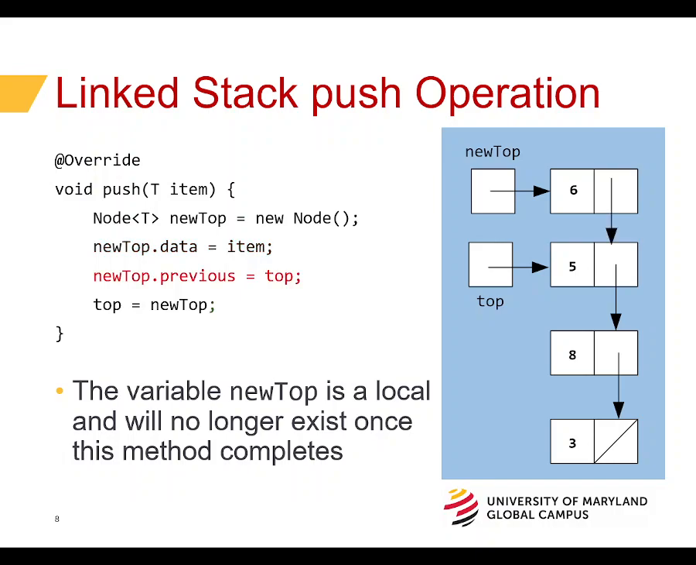Next, the reference contained in top is copied to the previous half of the new node named previous, because the new node now needs to point to the node that was previously the top. Finally, top now needs to be changed to point to the new node. The variable newTop is a local variable and will no longer exist once this method completes.